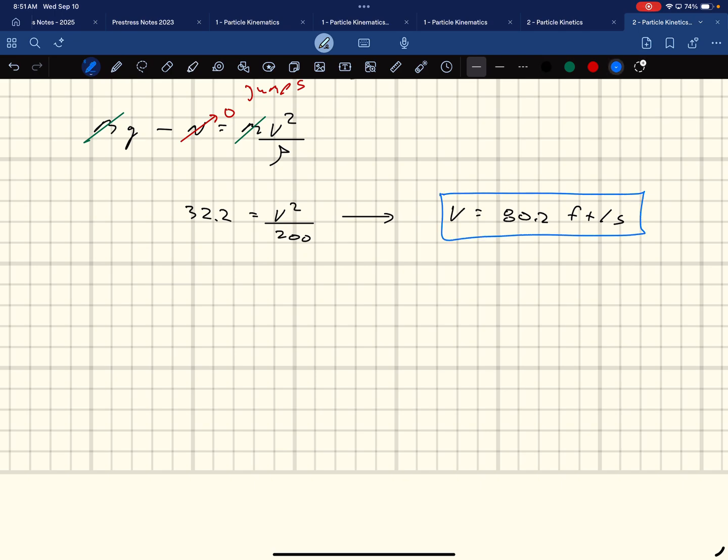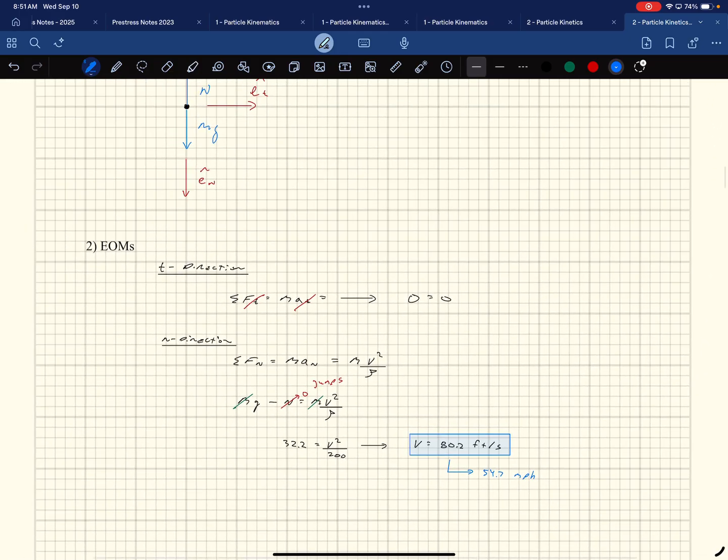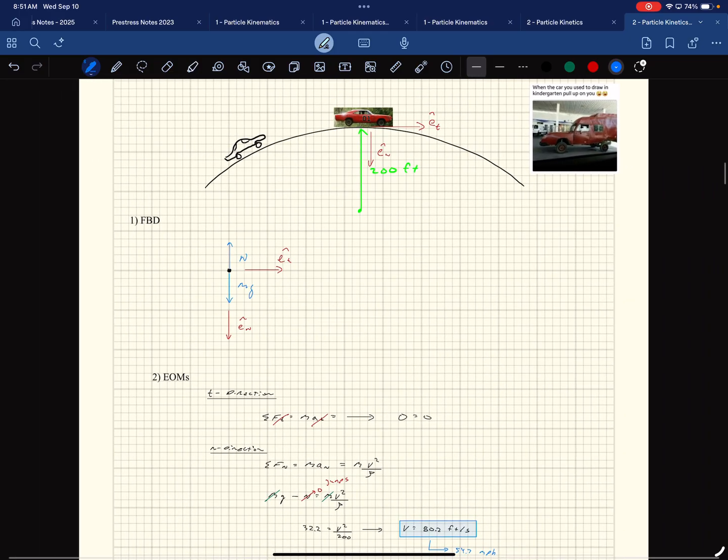That's our answer. You put that in miles per hour, which is what we usually think in. That is 54.7 mph. So if they travel at 54.7 miles per hour, they will just stay right on that curve and keep going around that corner. They'll have enough acceleration down to make that happen. That acceleration down towards the center is caused by that mass times gravity term. That's causing us to accelerate down towards the middle.